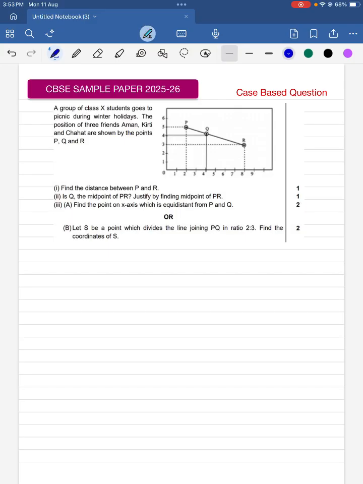In this video, I'll be doing a case-based question from the CBSE sample paper 2025-26. Let's look at the question. A group of class 10 students goes to a picnic during winter holidays. The positions of three friends, Aman, Kirti and Chahat, are shown by the points P, Q and R. Find the distance between P and R.